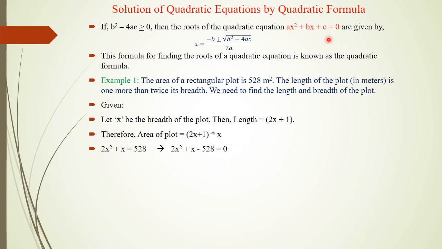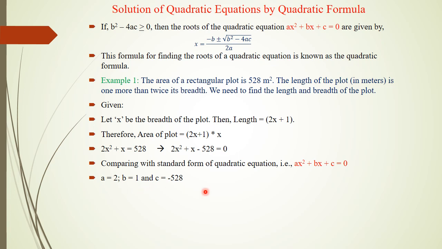Now when I compare this with the standard form, that is ax square plus bx plus c equal to 0, I will note down all the coefficient values. That is, coefficient of x square is a equal to 2, coefficient of x is b equal to 1, and constant term c is equal to minus 528. Now it is very simple: take all these values and just substitute them in this formula, that is x equal to minus b plus or minus square root of b square minus 4ac divided by 2a.